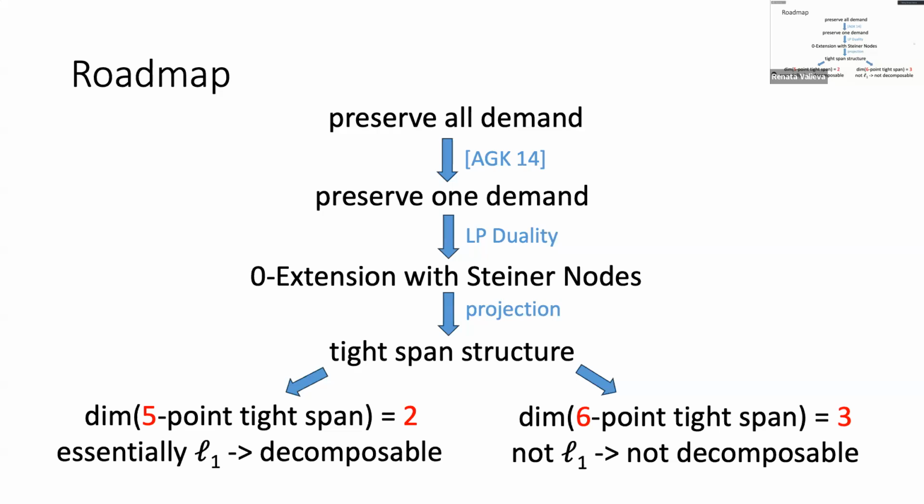Then you can add lengths, some become zero, some zero. But added lengths do not decrease. And after this projection step, we only consider the zero-extension instances that are projected into the tight span. We only need to count the tight span. And the crucial distinction here is that the tight span for a 5-point metric is at most 2-dimensional, and for a 6-terminal metric it is 3-dimensional at most.